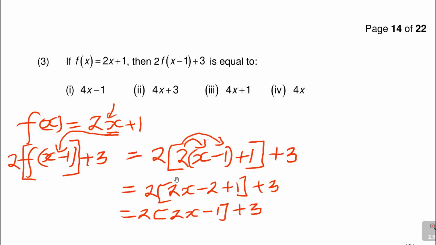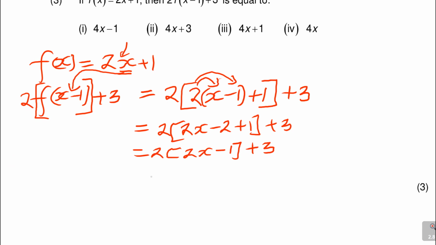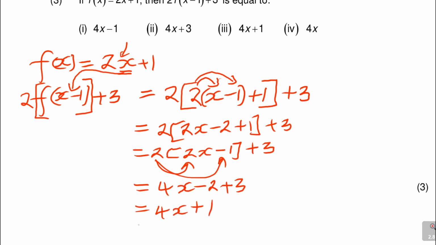Alright, then we continue. We have to open up again the bracket. This opens up, which is 2 times 2x, which is 4x, 2 times minus 1, which is minus 2 plus 3, which is equal to 4x minus 2 plus 3 is plus 1. So we are looking for 4x plus 1.